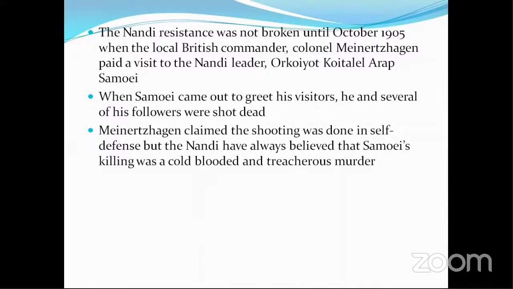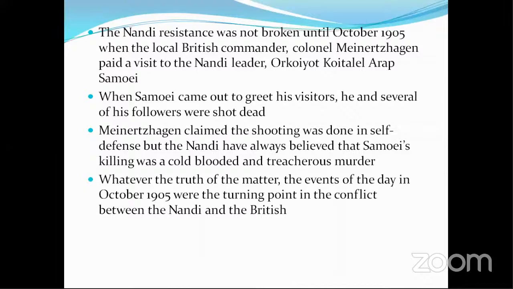So we are saying Menzagen claimed that he killed Koitalel Arap Samoei simply because he wanted to attack them. So for them, they are saying we were defending ourselves. There is also that other statement that whatever the truth of the matter, the events of that day in October 1905 were the turning point in the conflict between the Nandi and the British.